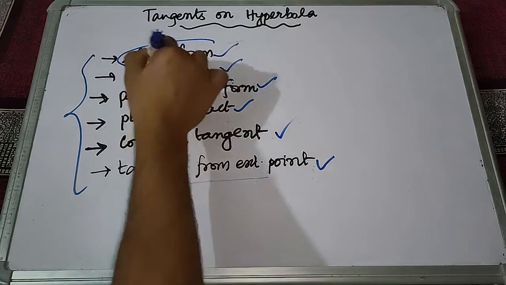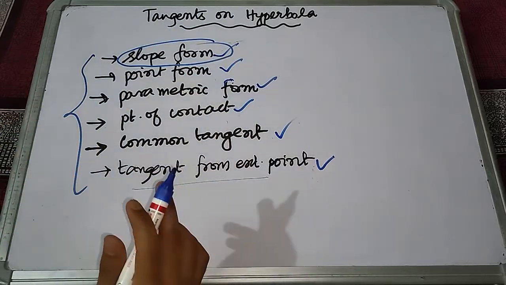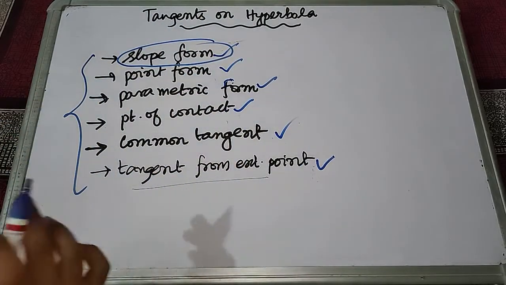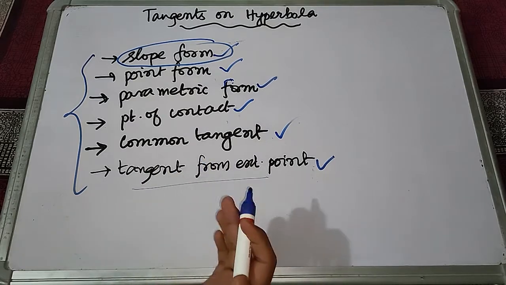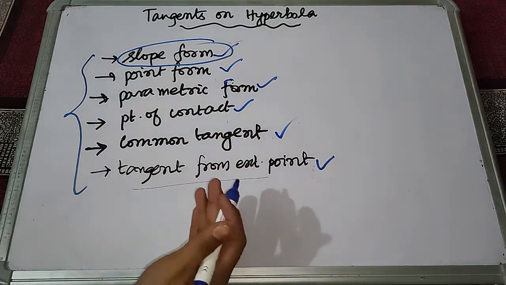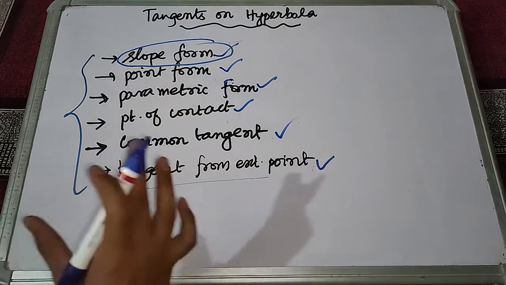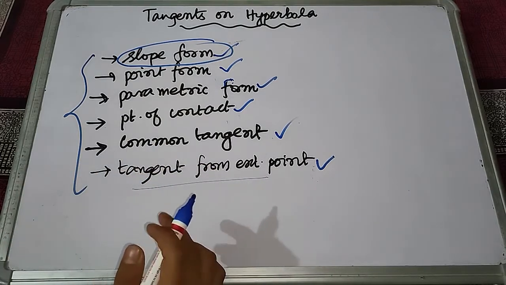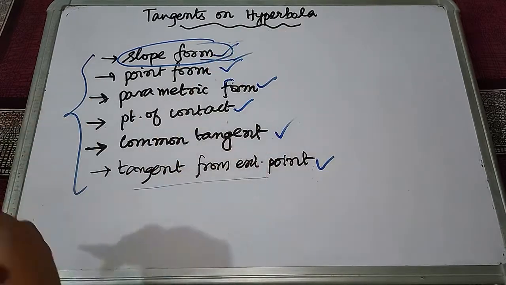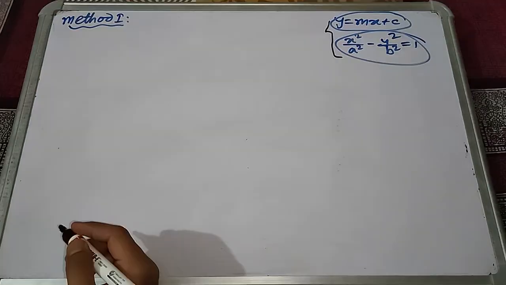I will just show you this one thing, the slope form. I will derive it again to show you that the things are exactly the same. So if you want to know these things from the basics, just skip to the previous part of the video and you will get to know all about this. So now let us begin with the slope form of the tangent on hyperbola.